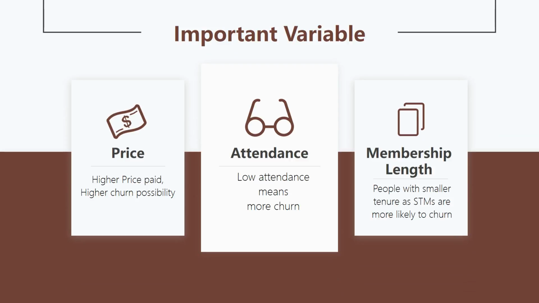So what we found from this decision tree model was that these three variables were the most important. Price, and the effect of price kind of surprised us. The higher the price that someone paid, the higher the possibility that they churned. Attendance, which makes sense. The fewer games someone is attending, the more likely they are to churn. And then membership length: people who have been members for longer are more likely to keep renewing their memberships.